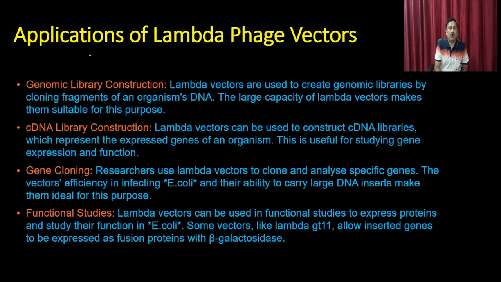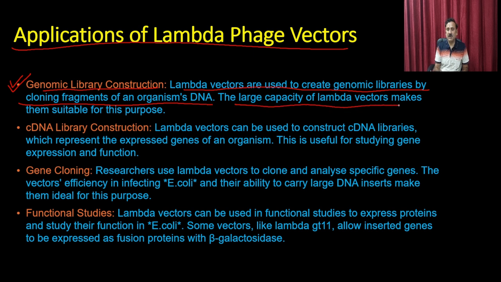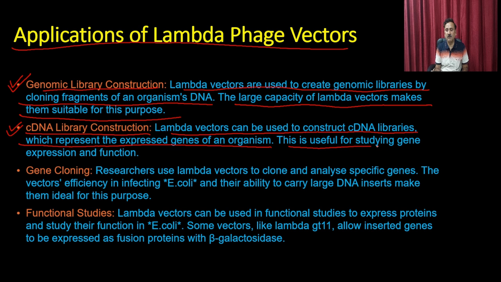What are the applications of the lambda phage vectors? So, you can use them for genomic library preparation. Lambda vectors are used to create the genomic library by cloning fragments of an organism's DNA. The large capacity of the lambda vectors makes them suitable for this purpose. Then you can use them for cDNA library construction. Lambda vectors can be used to construct the cDNA library, which represents the expressed genes of an organism. This is useful for studying gene expression and function.